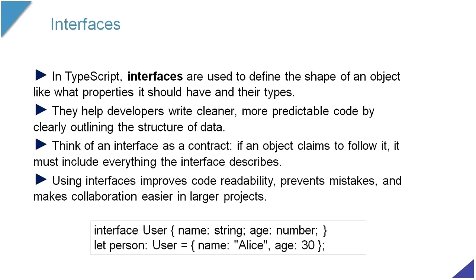Think of an interface as a contract. If an object claims to follow it, it must include everything the interface describes. Using interfaces improves code readability, prevents mistakes, and makes collaboration easier in larger projects.